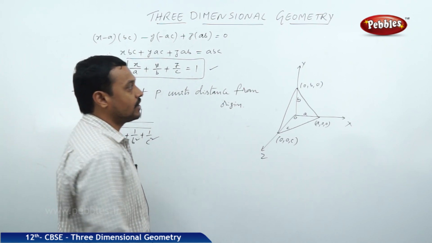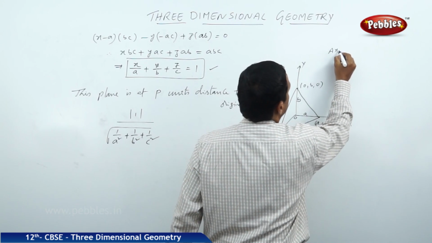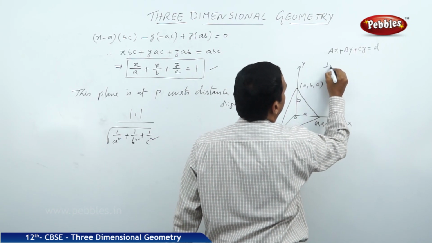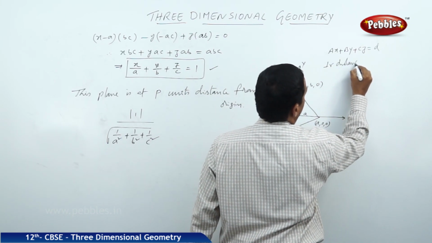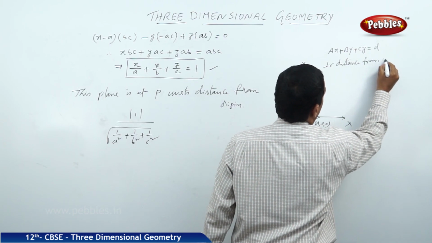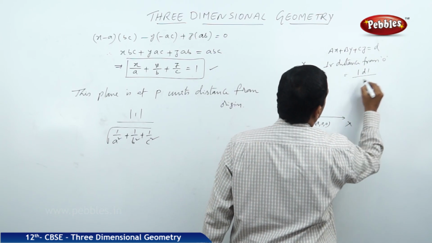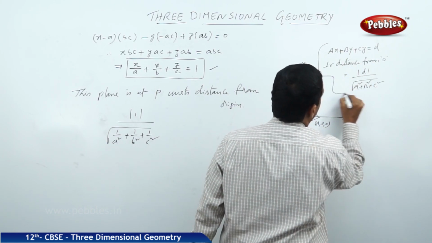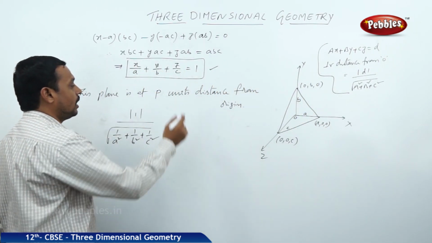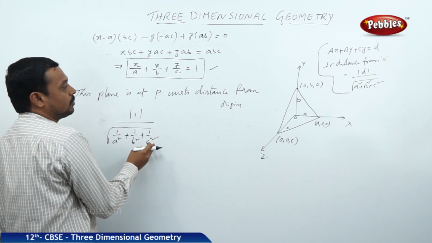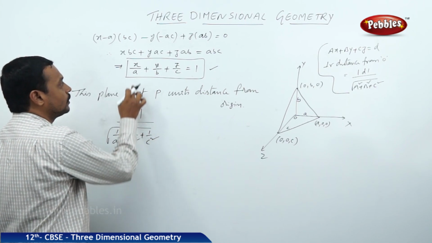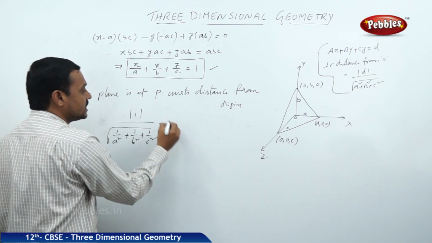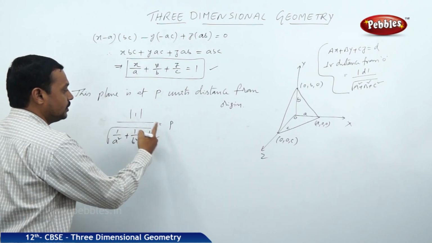You know, when the equation is of the form ax plus by plus cz is equal to d, then the perpendicular distance from the origin is equal to modulus of d by root of a square plus b square plus c square. It is already proved. So using that formula, we can write the perpendicular distance from the origin to the plane is equal to 1 by root of 1 by a square plus 1 by b square plus 1 by c square. But the perpendicular distance is given as p. So this value is equal to p.